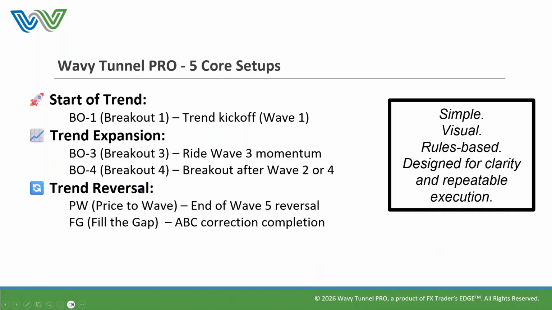And then we have the trend reversal, which is the price to the wave, and then the fill the gap, which I'm going to show you about. That was that ABC correction that we saw on the right side of the chart on the market map. So the end of the wave 5, okay, and then the ABC correction after completion. So I'm going to show you the trend reversal trade as well as the breakout 4 trade today.